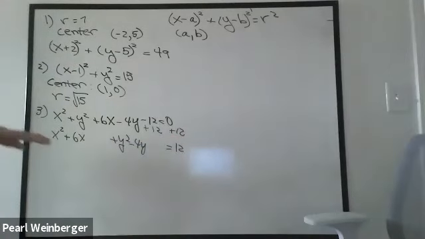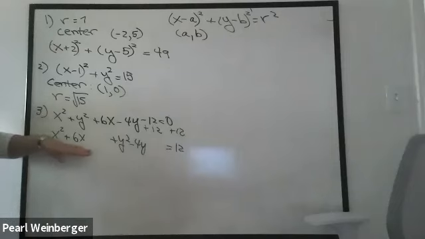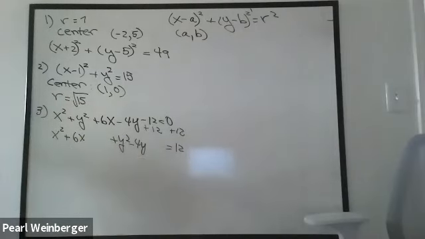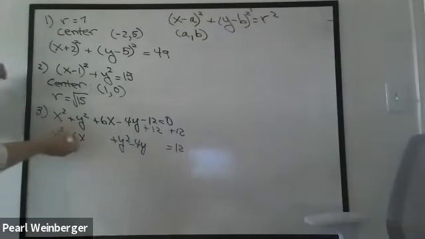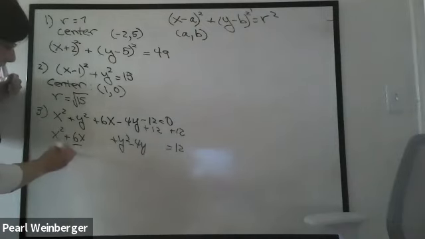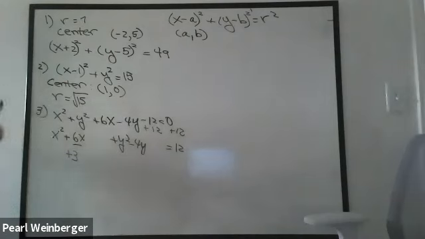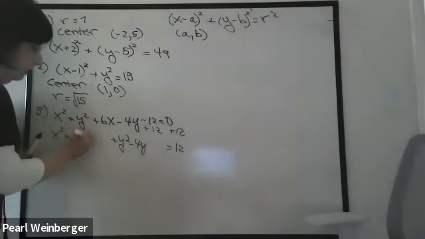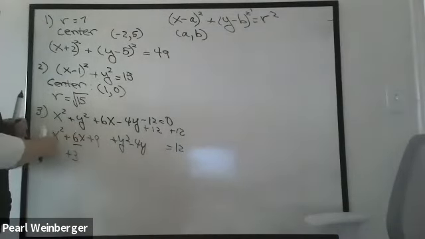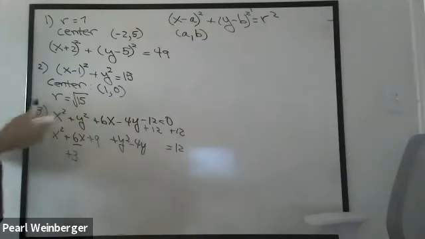And then we use our method of completing the square on both the x and the y. So in order to complete the square on the x, I'm going to take the number in front of the x, which is plus 6, divided by 2. That'll give me plus 3. And then square it. 3 squared is 9. I have to add 9 in order to make the trinomial into a perfect square.